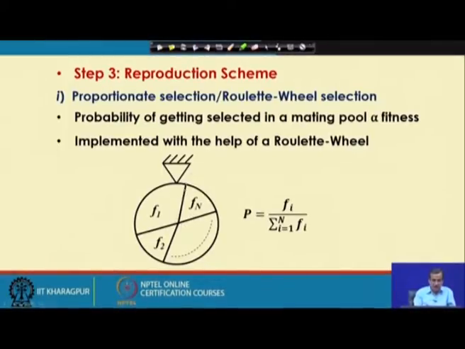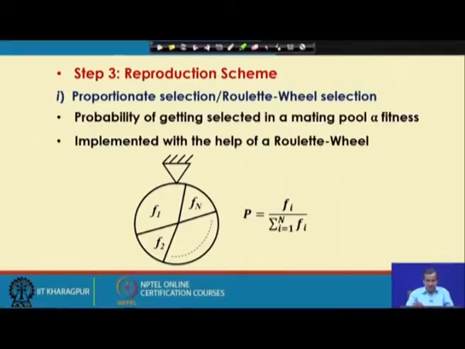The way it works, the pointer is kept fixed, and the Roulette-Wheel is rotated either clockwise or anticlockwise. Once it is rotated, after some time it is going to stop, and if it stops here, the way I have shown in this figure, f1 is going to be selected for the mating pool. Similarly, fn can also come in front of the fixed pointer. In that case, the nth string will be selected for the mating pool, and so on.